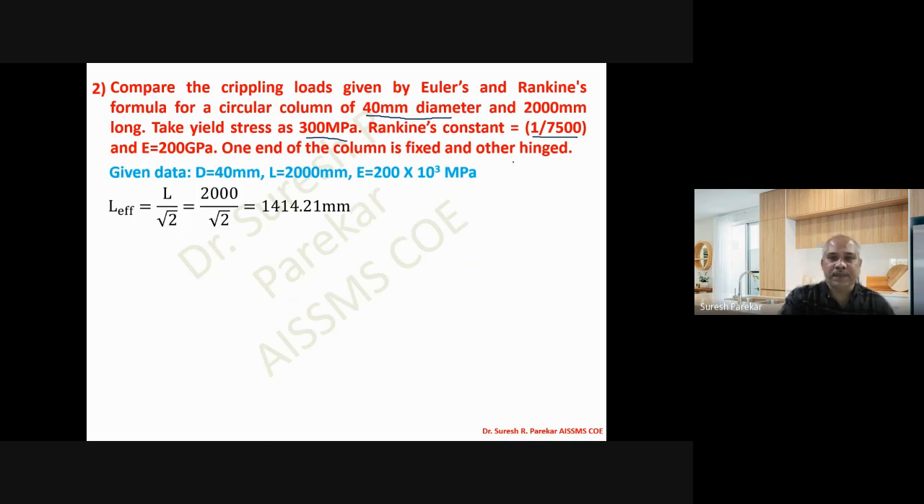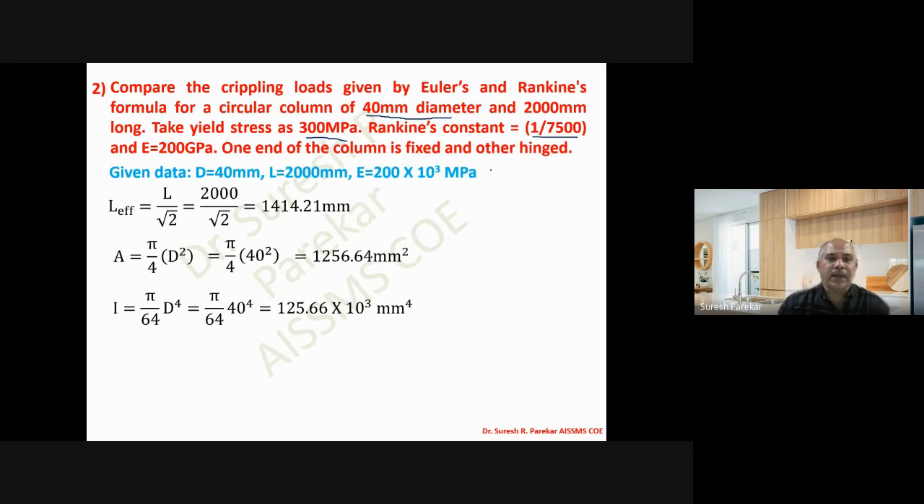Now one end fixed and the other hinged, we have L upon root 2. So we have 2000 upon root 2, that is 1414.21 millimeters. Then we have A, pi by 4 into d square, so pi by 4 into 40 square, 1256.64 millimeters square. Then we have I, pi by 64 d to the power 4. So pi by 64 into 40 to the power 4, 125.66 into 10 raised to 3 millimeter to the power 4. One problem we have solved with this same cross section.